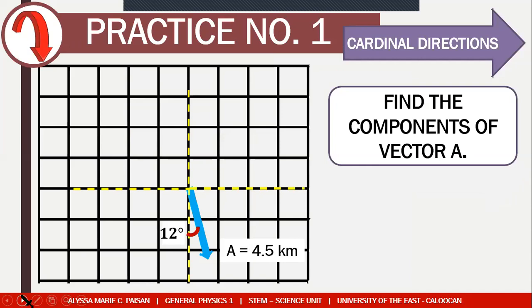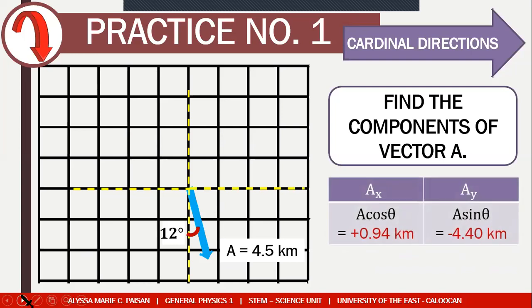Here we have vector A. As you can see, the angle is 12 degrees and it is relative to the y-axis. But remember, the equations that we have, a sub x is equal to a cosine theta and a sub y is equal to a sine theta, are only applicable if the angle is relative to the x-axis. So we have to find the angle that is relative to the x-axis. We just have to subtract 12 from 90, so we will have 78 degrees.